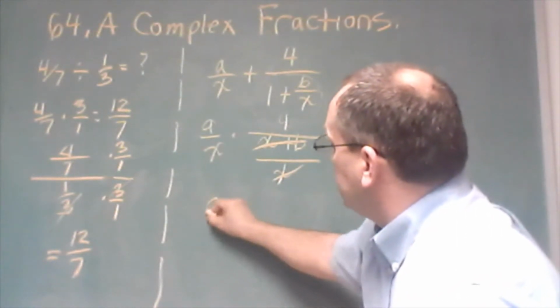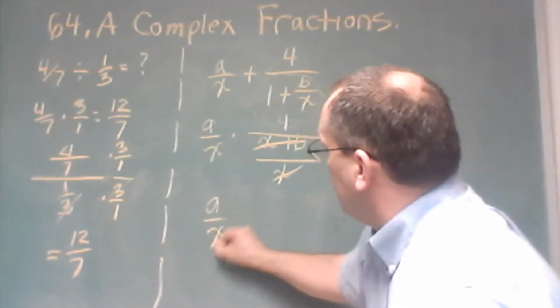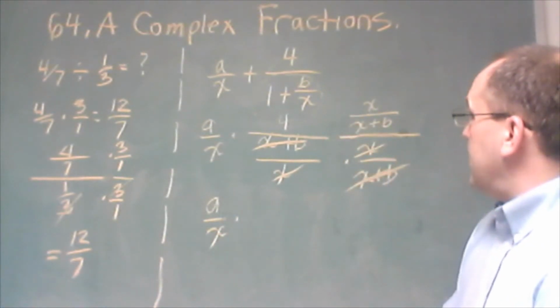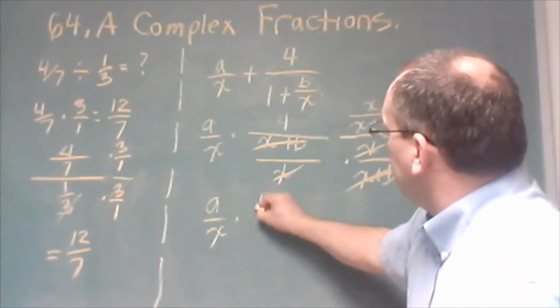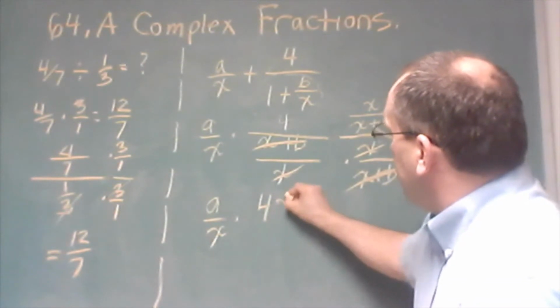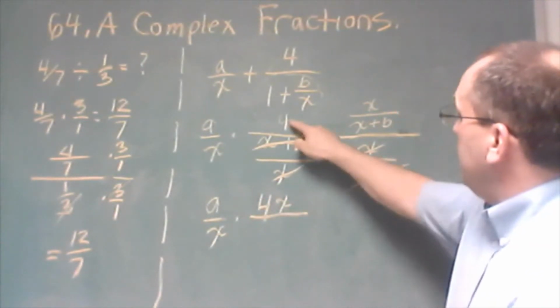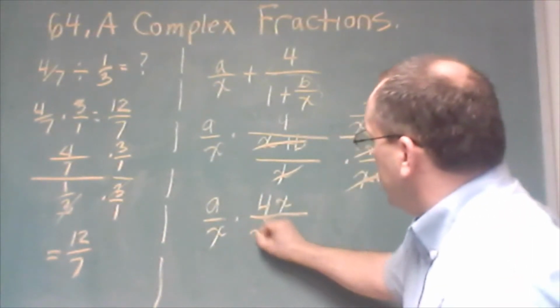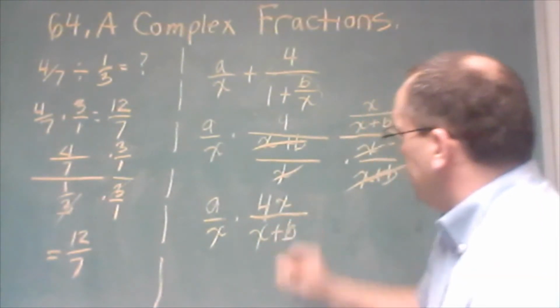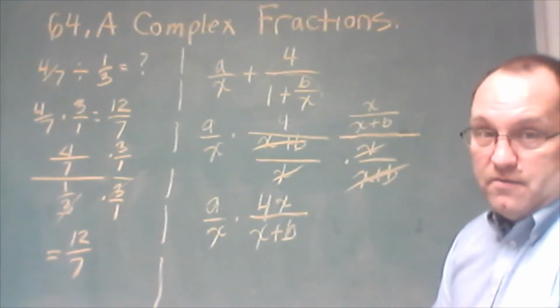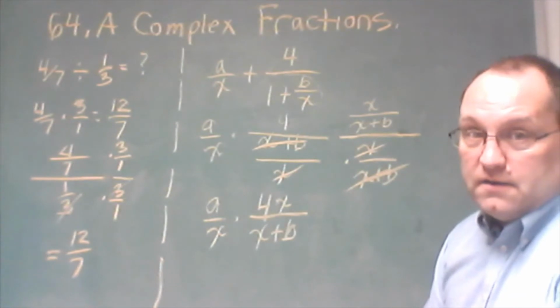So that's going to give us ax. Again, we haven't done anything with that ax yet. Okay, it's going to give us 4 times x in the numerator, and an x plus b in the denominator. Okay, so now it's starting to look a little more simplified.